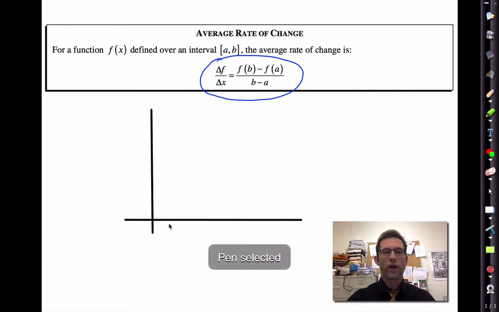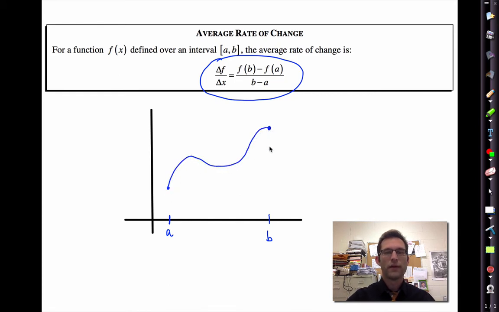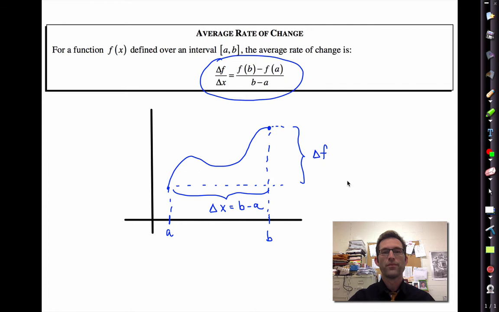Let's say that we've got this graph grid and we've got some function that travels over an interval a to b. Then clearly over the interval a to b there is some change in the independent variable. That can always be calculated by b minus a. There's also obviously a change in the dependent variable, the function itself, we'll call that delta f.